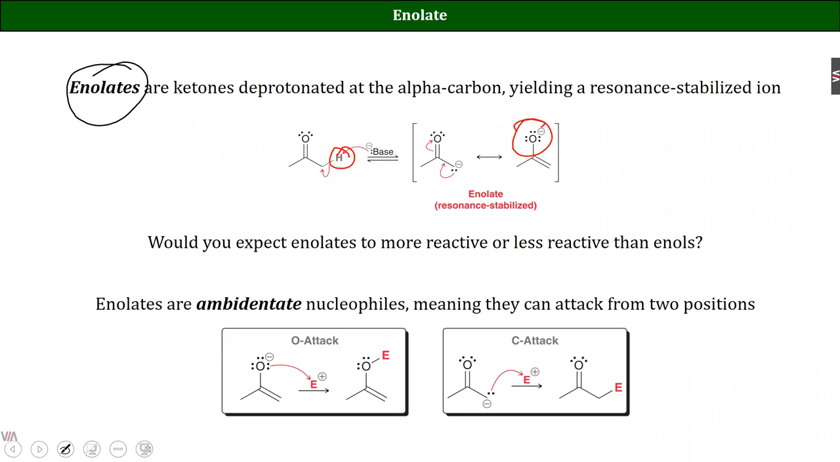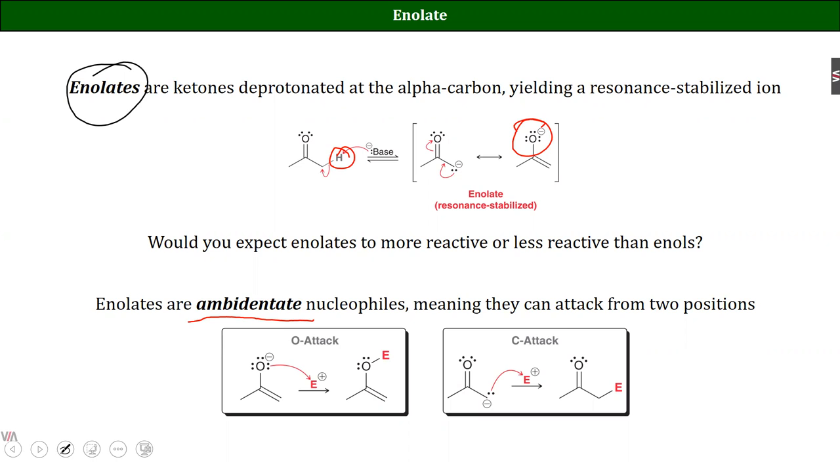And so with that in mind, we expect these to be more reactive or less reactive than the enols? More reactive, exactly. Negative charge, right? They're better nucleophiles just because you have a full negative charge instead of a partial negative charge. And they also are what are called ambidentate nucleophiles, which means they can attack from either of two positions because you have two atoms that have that negative charge, two different resonance structures, right? The oxygen has negative charge on some of the resonance structures. The carbon has negative charge on some of the other resonance structures. So either of those two atoms can be a nucleophile.